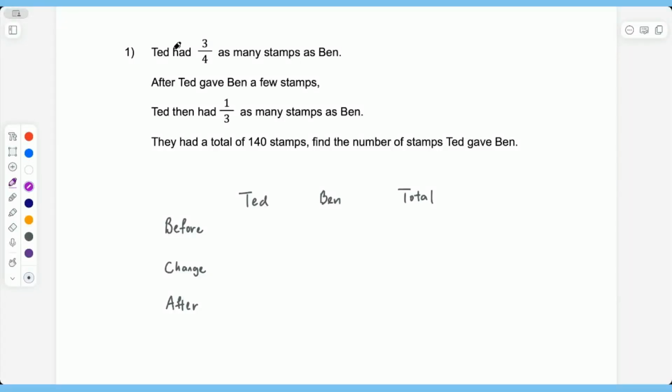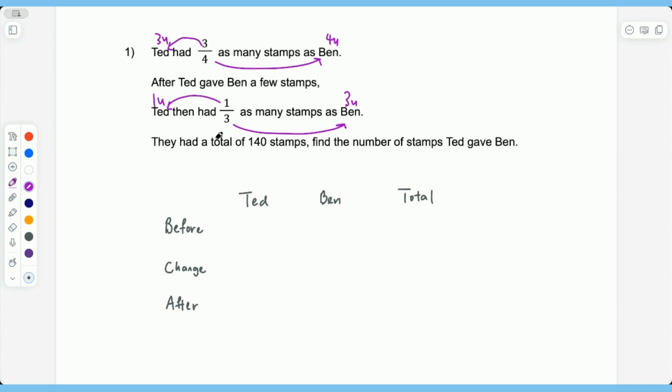Question 1. Ted had 3/4 as many stamps as Ben. That means Ted has 3 units and Ben 4 units. After Ted gave Ben a few stamps, Ted then had 1/3 as many stamps as Ben. Since Ted gave to Ben, that means the total number of stamps between Ted and Ben will remain unchanged.